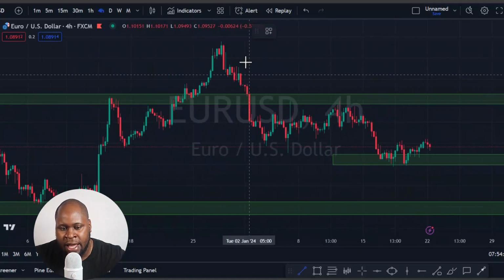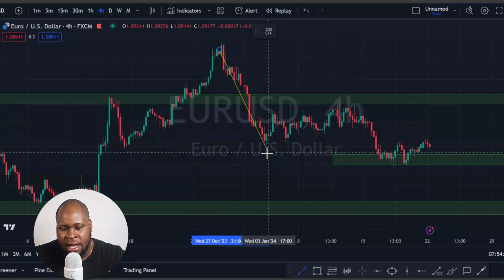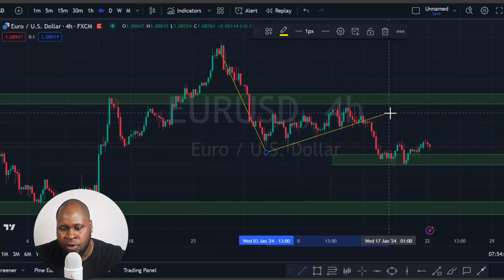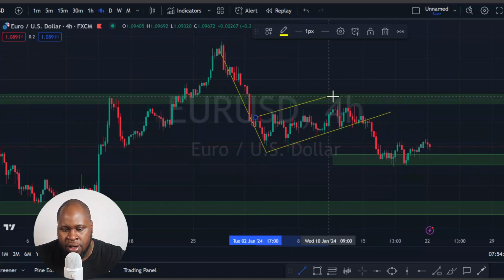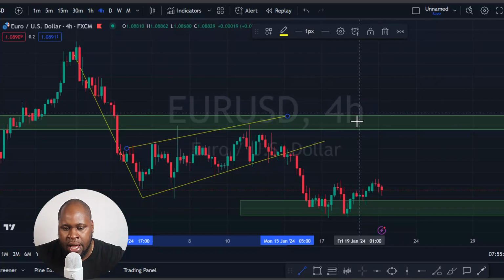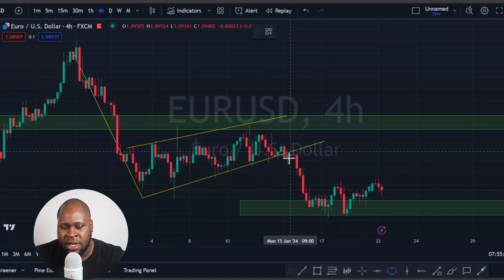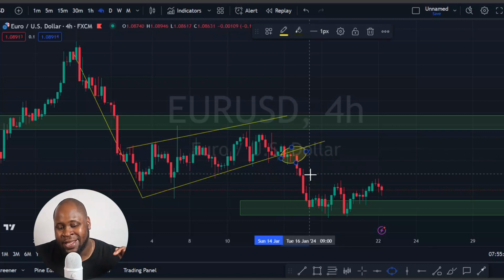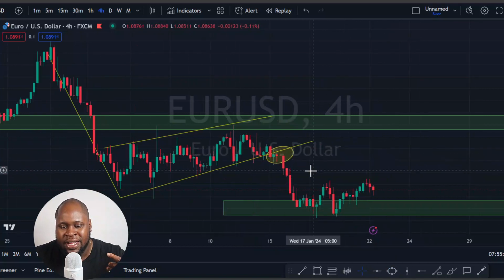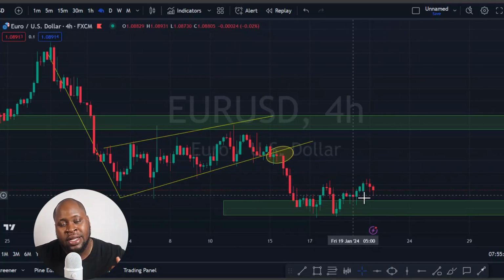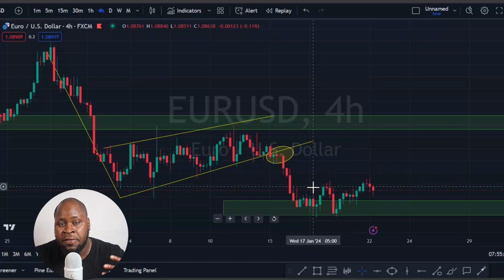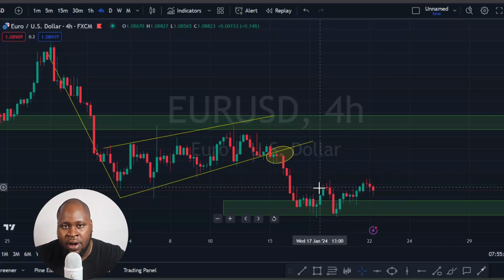We had an impulsive move to the downside. We had this beautiful looking correction right over here, and then a continuation to the downside again. But before that continuation to the downside happened, specifically in this area, is there a way for me to have known that in this specific area right over here, is there a way for me to have gotten a sniper entry in that area to maximize on the potential of this trade? That's what we're trying to figure out right now.